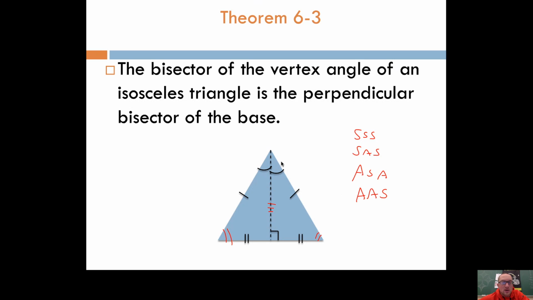So every isosceles triangle that you have, there's this segment that comes down here and splits everything so that this triangle is a mirror image of that triangle. You have two congruent triangles inside of one isosceles triangle. So that makes it easy. If you know one thing about an isosceles triangle, you should be able to find lots of other things.